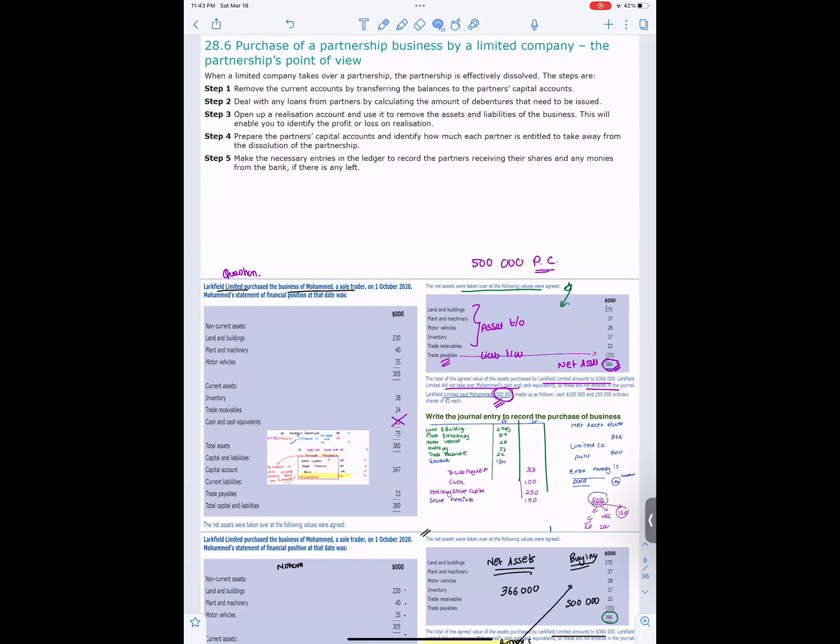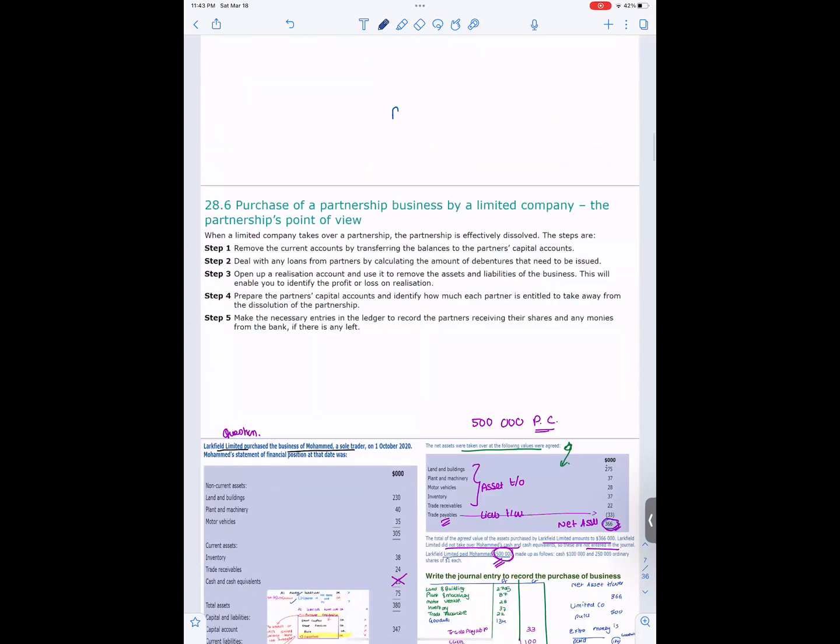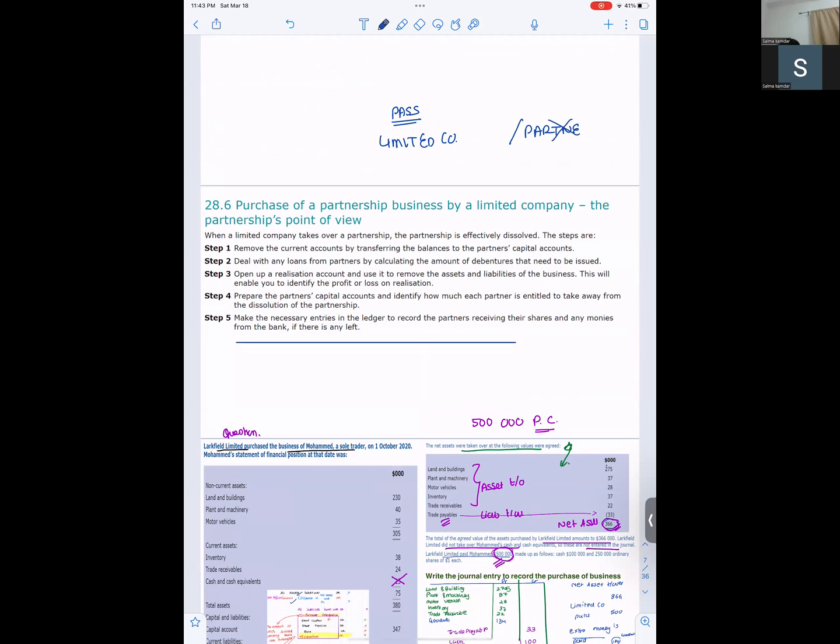So this is basically how you have to pass the journal entries when a limited company is taking over a partnership. When a limited company takes over the partnership firm, the partnership is going to dissolve. And in that case, we have to make a partner's capital account.